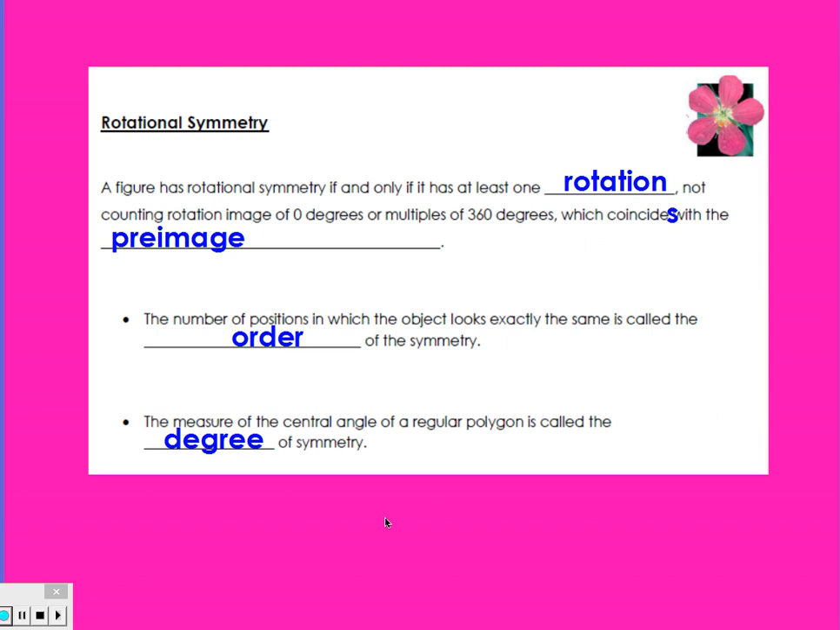And really we're trying to figure out how many degrees is in each central angle, right? So the measure of the central angle is called the degree of symmetry. How many degrees do we need to rotate until we are symmetric again? Here, how many degrees until I align again? Okay.